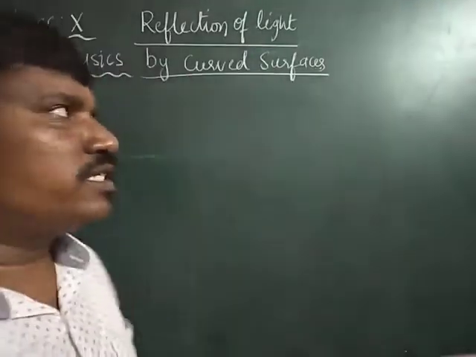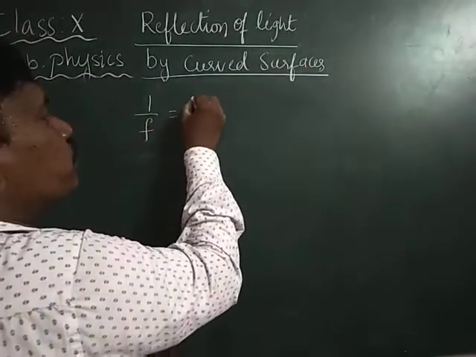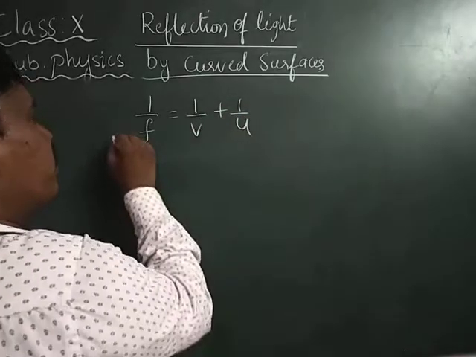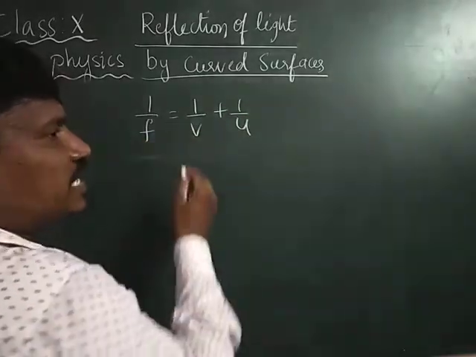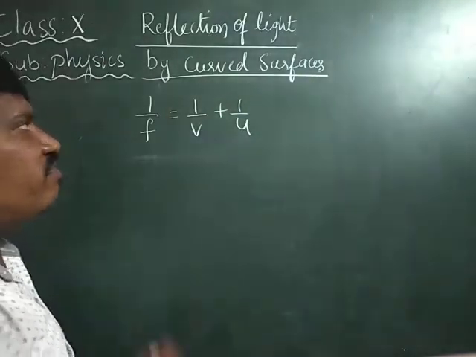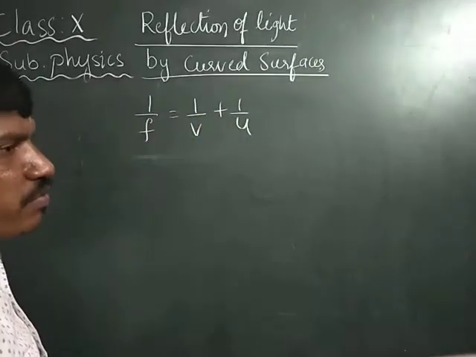Mirror formula states that 1 by f is equal to 1 by v plus 1 by u. In the last class, we learned how to derive this equation, that is, how to derive 1 by f is equal to 1 by v plus 1 by u.